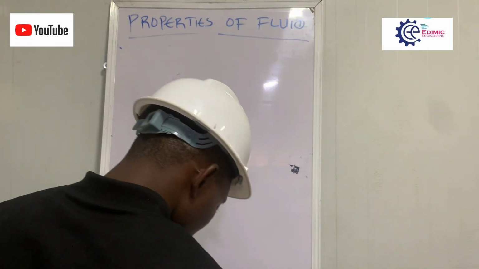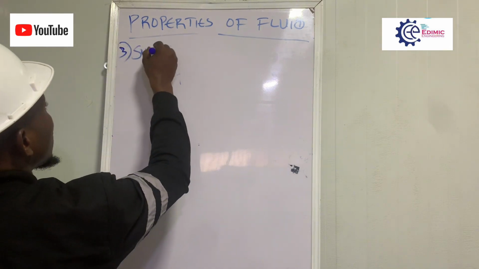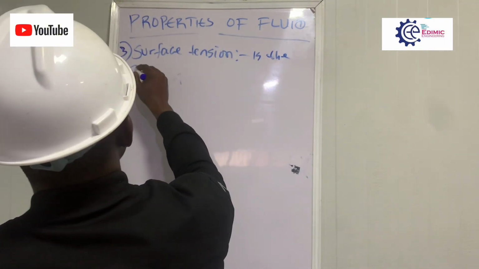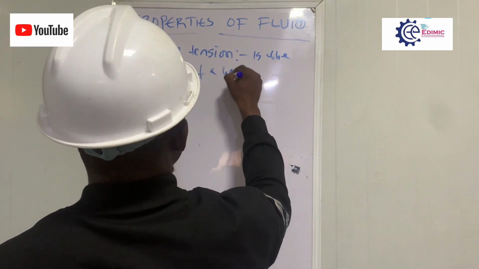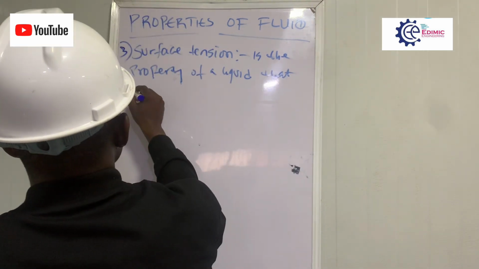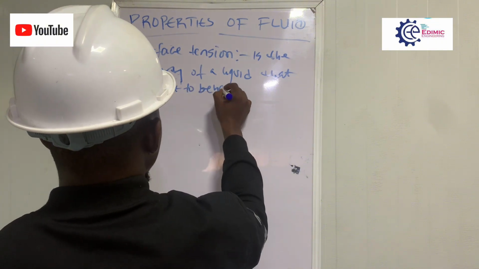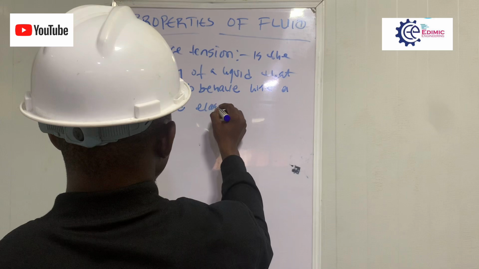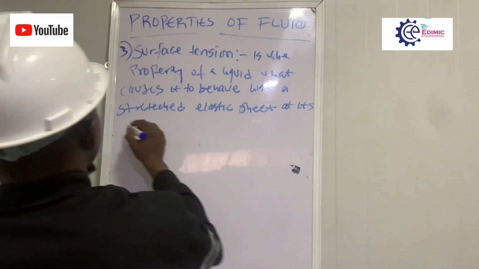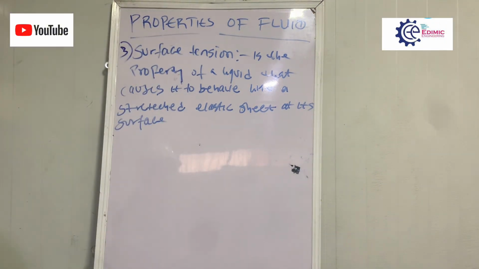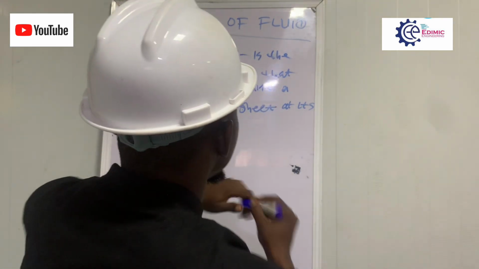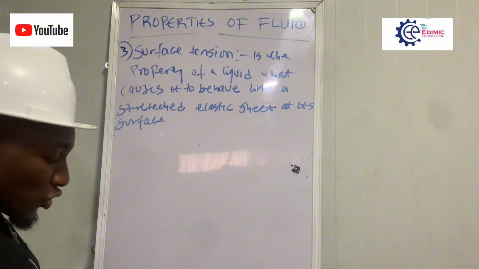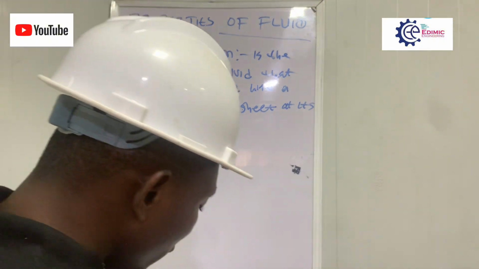Number 3 is surface tension. Surface tension is the property of a fluid that causes it to behave like a stretched elastic sheet at its surface. So the number three is surface tension. That must be put into consideration.